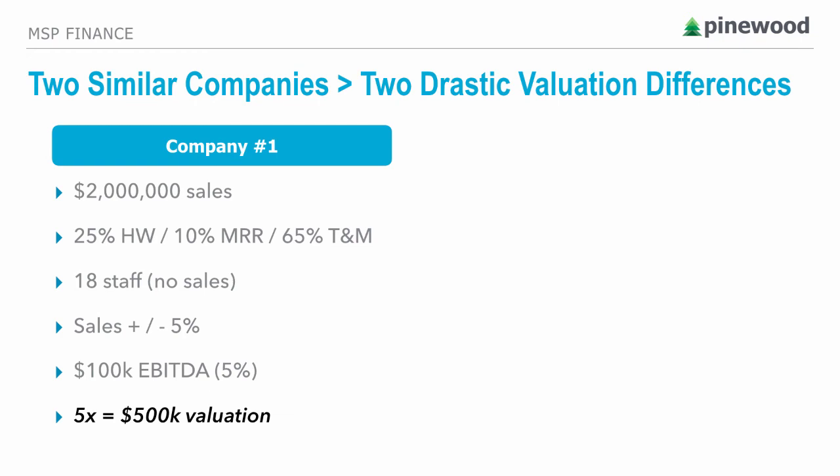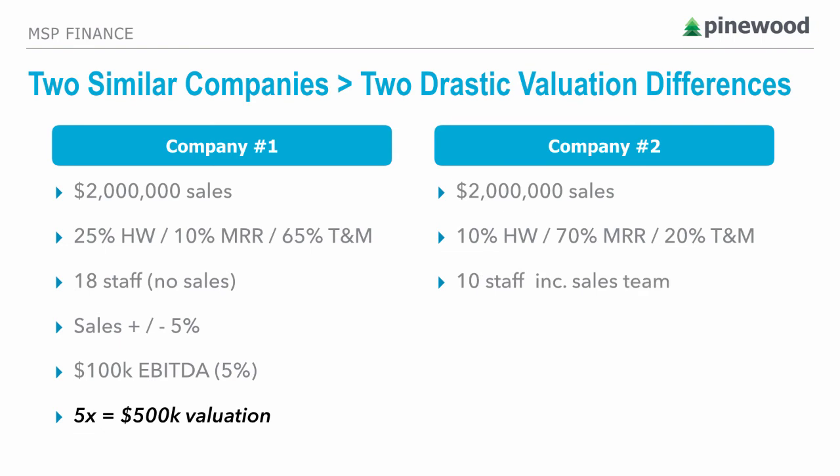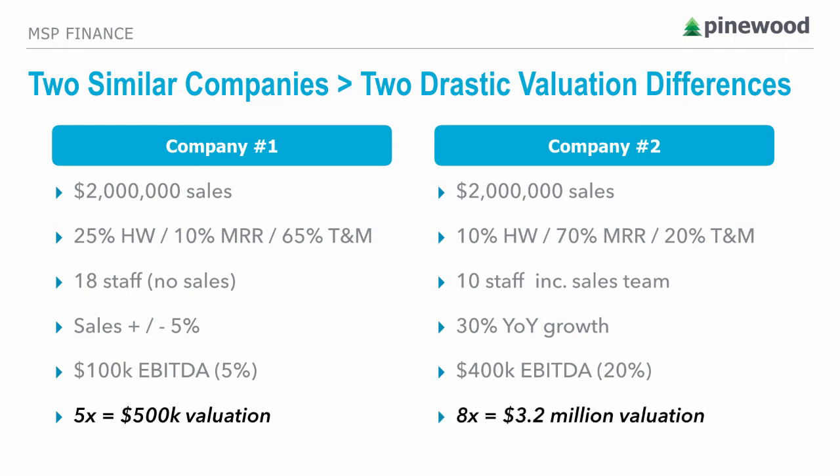So let's look at company number 2. Now, company number 2 might seem very similar on paper with $2 million in sales, but the components of that revenue are massively different. They're generating 90% of their revenue in services, 70% in monthly recurring. They have 10 staff generating $2 million in sales rather than 18. They have 30% year-over-year growth and $400,000 in profit in EBITDA cash flow, and that's a 20% margin.